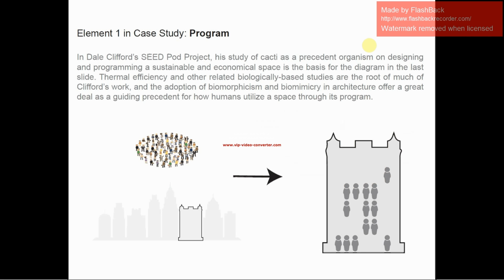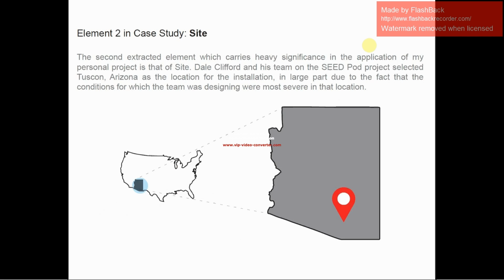And so looking at 3 separate elements, we'll start with program. Dale Clifford used program. Basically, he rooted his in adopting biomorphism and biomimicry in architecture, to basically form a space and program it through how that function can be attributed from what he studied as the source, which was what I referenced earlier in him talking about a cactus and the dichotomy of that.